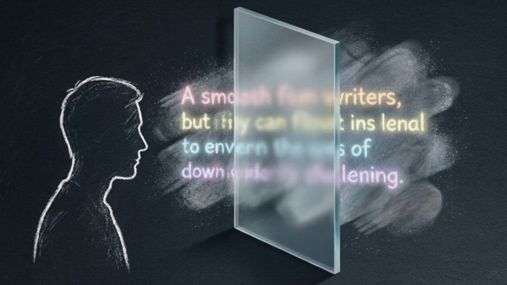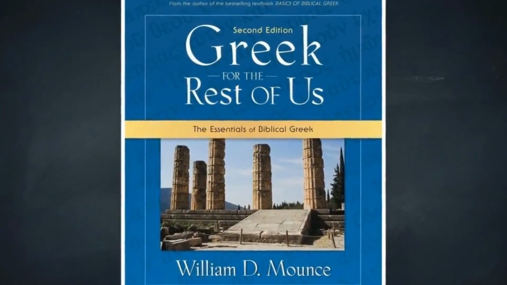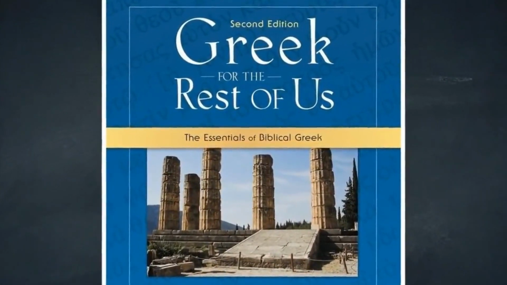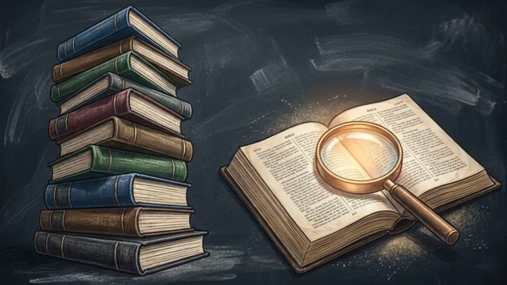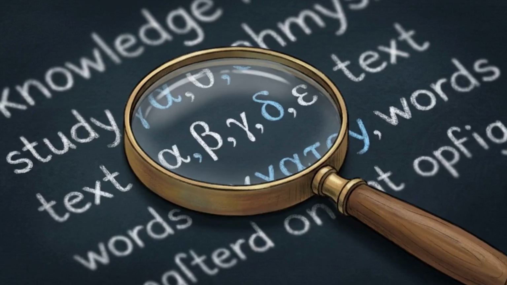But relying strictly on the English text leaves you dependent on those specific choices, placing a filter between you and the author's original words. This is the specific problem William D. Mounce addresses in his book, Greek for the Rest of Us. His premise is practical. You don't need 3 years of seminary training to use original language tools. You just need enough baseline knowledge to use those tools accurately and safely.